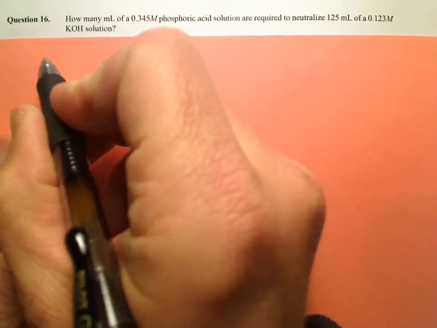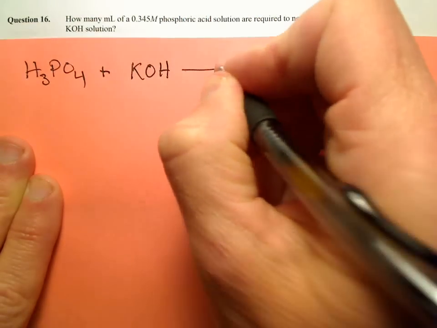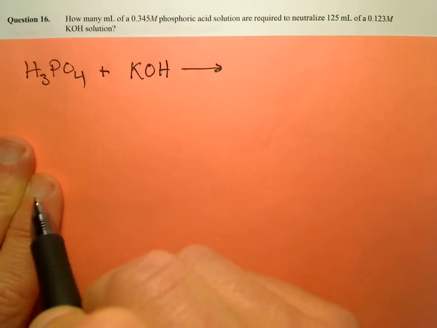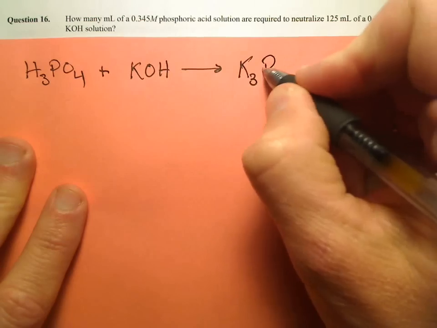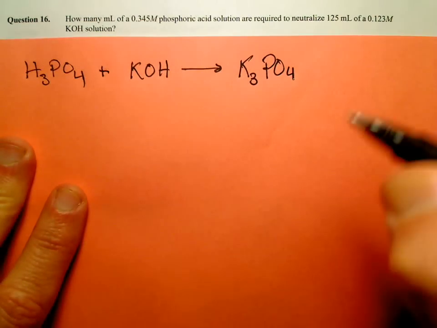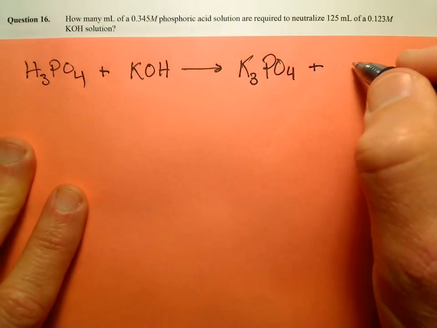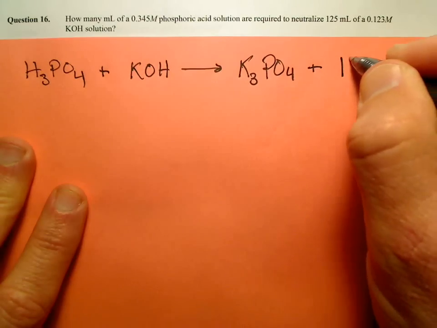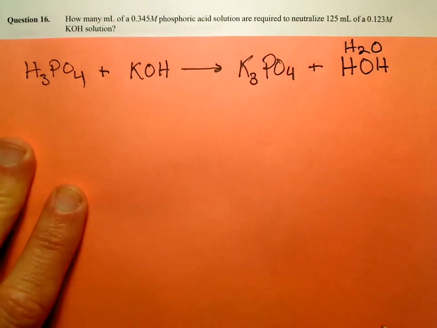So phosphoric acid, remember, is H3PO4, and it's going to react with potassium hydroxide. What are we going to make? Oh, we're going to make some potassium phosphate and some water. Now, potassium forms a +1 ion, phosphate's -3, so I know it's K3PO4. And when hydrogen teams up with hydroxide, we make HOH, or remember, this is H2O.